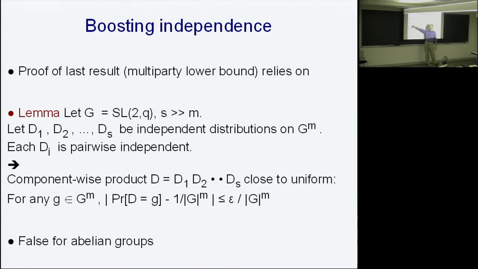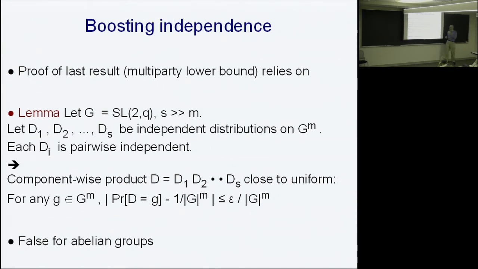So you have a bunch of distributions, d1, d2, ..., ds, over n-tuples of group elements. These distributions are independent, and the condition is that each distribution by itself is pairwise independent, which means that if you look at two entries in the distribution, they are uniform over pairs of the group. But the entire distribution can be very far from uniform over n-tuples. Okay? So you have a bunch of independent distributions, each over n-tuples, and if you just look at two elements of a distribution, they are uniform over pairs.